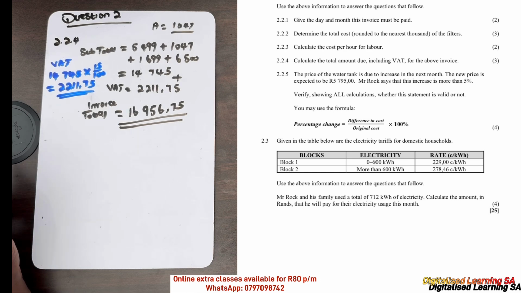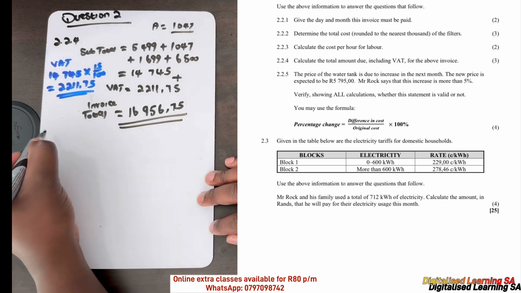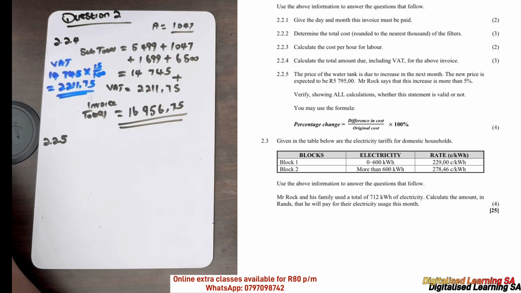Okay, so now let's move to our next question, which is question 2.2.5. Question 2.2.5 says that the price of the water tank is due to increase in the next month. The new price is expected to be 5,795, and Mr. Rock says that this increase is more than 5%. So verify, showing all calculations, whether this statement is valid or not.